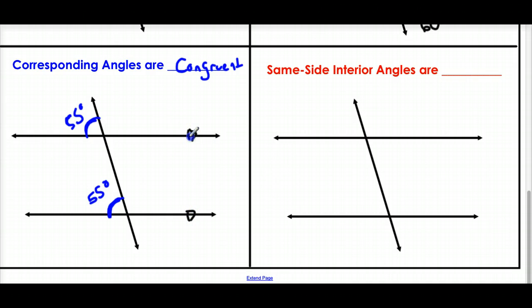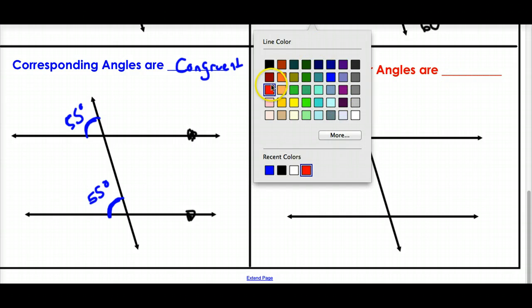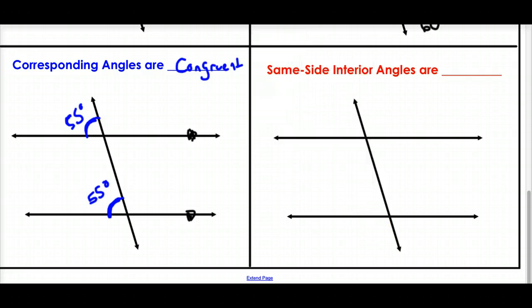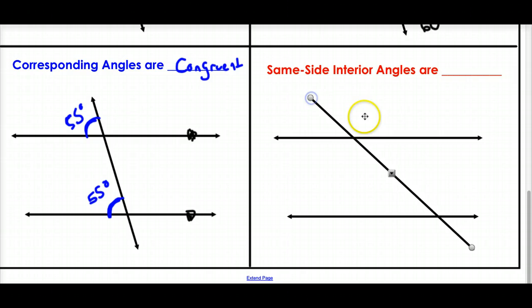All right. And then finally, same side interior. Same side interior angles are congruent? Not really. Let's take a look at this case right over here, okay? If we look at same side interior angles, and let's make it a little more extreme, do these two angles look congruent? This angle and this angle? This one's small, that one's big, this is acute, this is obtuse. Nope, they are not congruent.